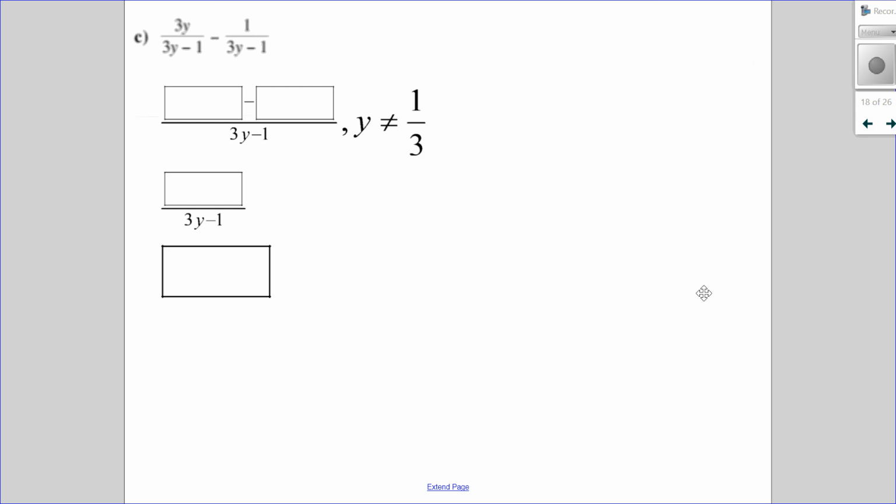Okay, let's try this one. So for this one, the denominator is the same. It's 3y minus 1. I have a restriction that y cannot equal 1/3. So I'm going to keep my denominator and put it over my numerator, 3y minus 1. So I have 3y minus 1 over 3y minus 1. These are the exact same thing. So the answer simplifies to be just 1.